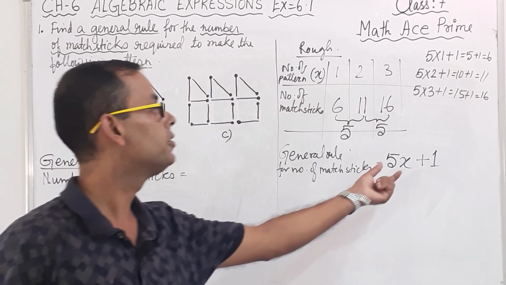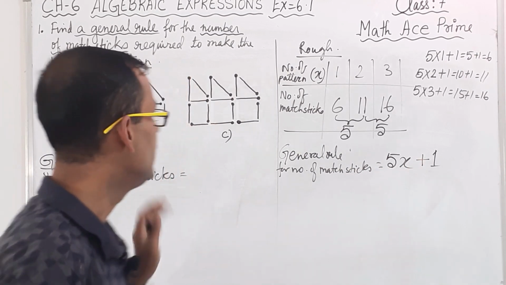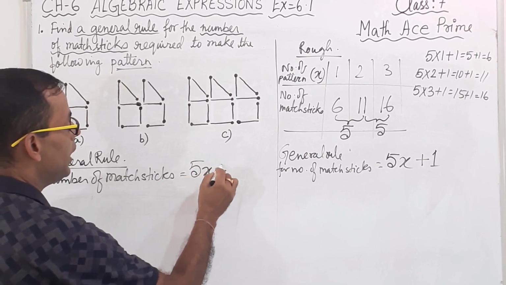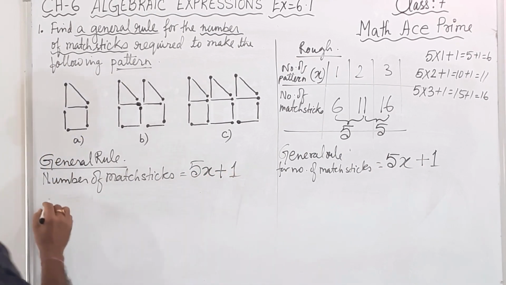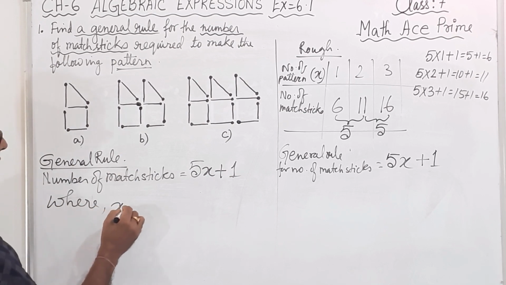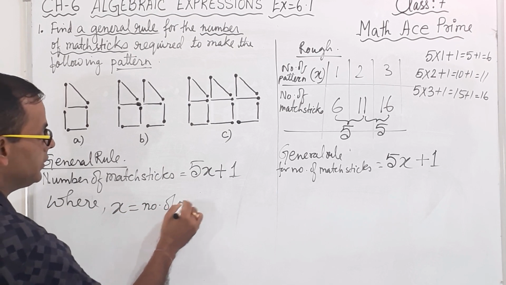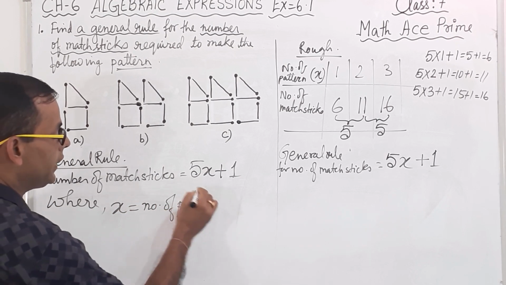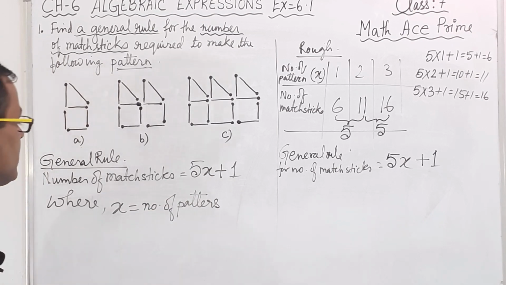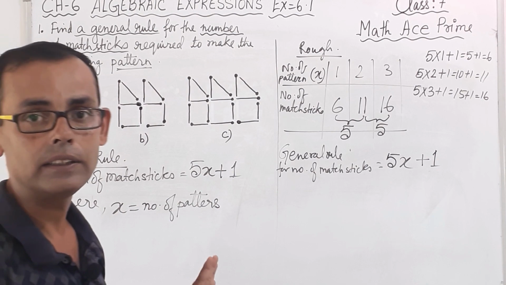So that's why 5 into x plus 1. Clear? So this will be the general rule, 5x plus 1. And what you have to write? Where x equal to number of patterns. Which one you are taking? Number of patterns you are taking as x. So you have to write where x is equal to number of patterns.